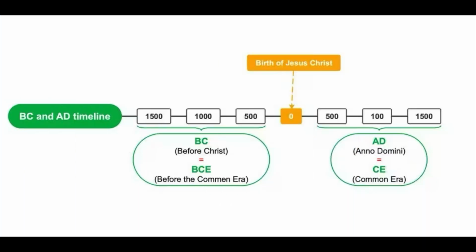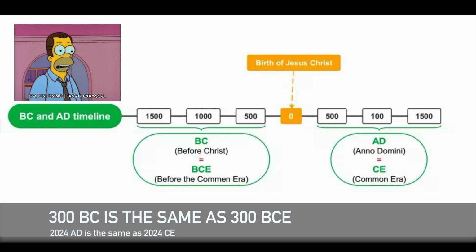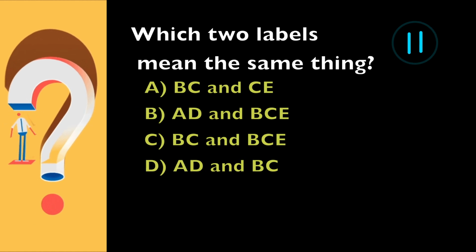So 300 BC is the same as 300 BCE. 2024 AD is the same as 2024 CE. Same timeline, different vibe. Quick question. Which two labels mean the same thing?